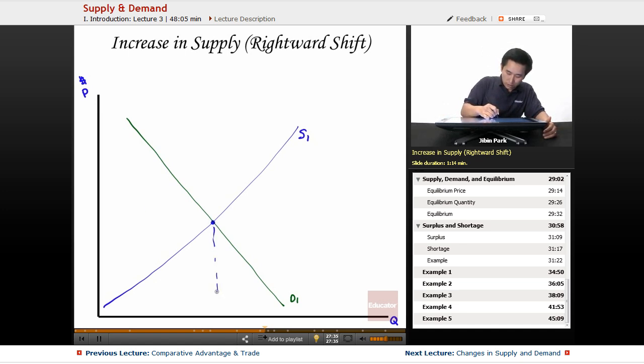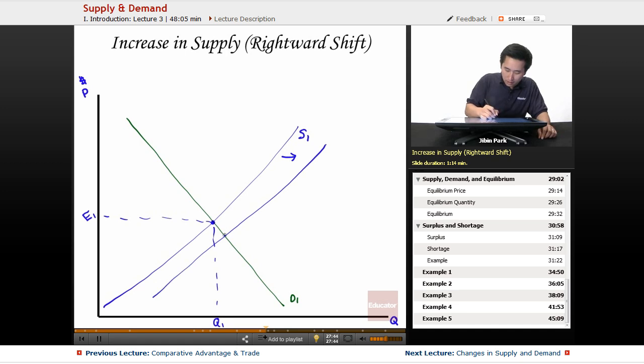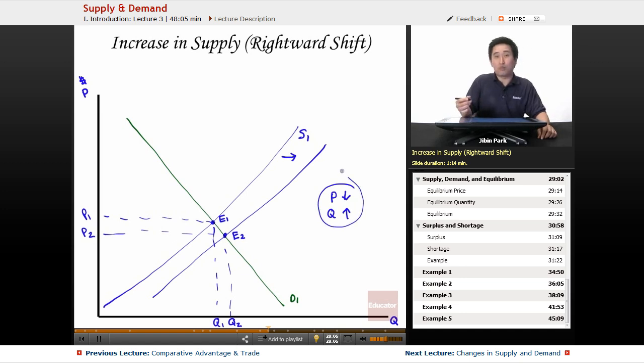So you have Q1 right here and E1 here. So if there's a rightward shift or an increase in supply, then the equilibrium, which is the point here, this here is P1, equilibrium would increase in quantity, from Q1 to Q2, but the price would decrease here. So the price here would decrease, but the quantity would increase. So if there's a rightward shift in supply, that's basically what happens.